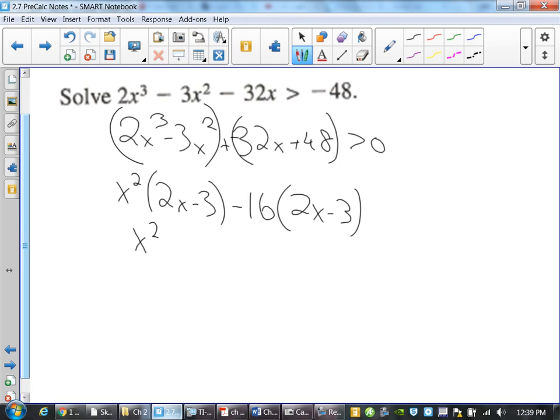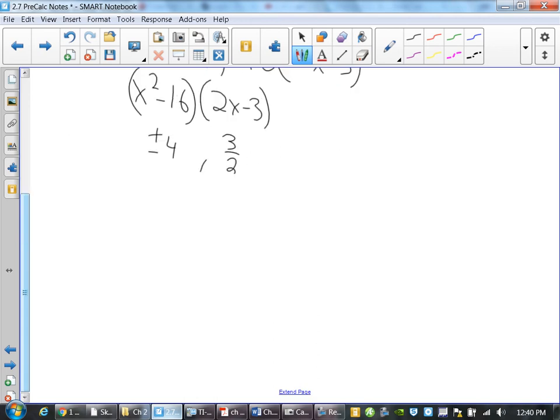So you have x squared minus 16 and 2x minus 3. Where are your zeros? Plus minus 4, good. And then 3 halves. All right. Put them on a number line. What's the order in which they would go on the number line? So we have negative 4, 3 halves, and 4.